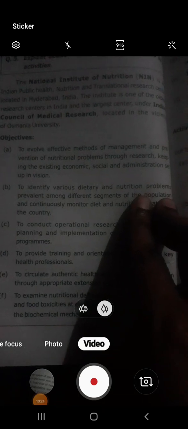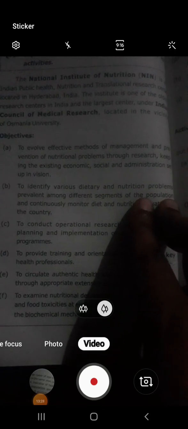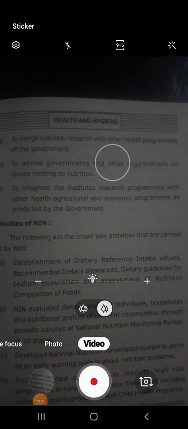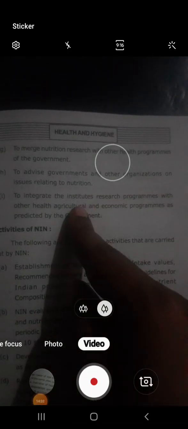What are the objectives of NIN? To evolve effective methods of management and prevention of nutritional problems through research, economic, social and administrative, and also identify various dietary and nutrition problems among different segments of the population, conduct operational research associated with planning, and provide training and orientation in nutrition, circulate health and nutrition information, examine nutritional deficiencies, nutrient interactions and food toxicities at the elementary level, merge nutrition research with other health programs, and advise government and other organizations to integrate the institute's research programs with other health, agricultural and economic programs. So these are the objectives we have.